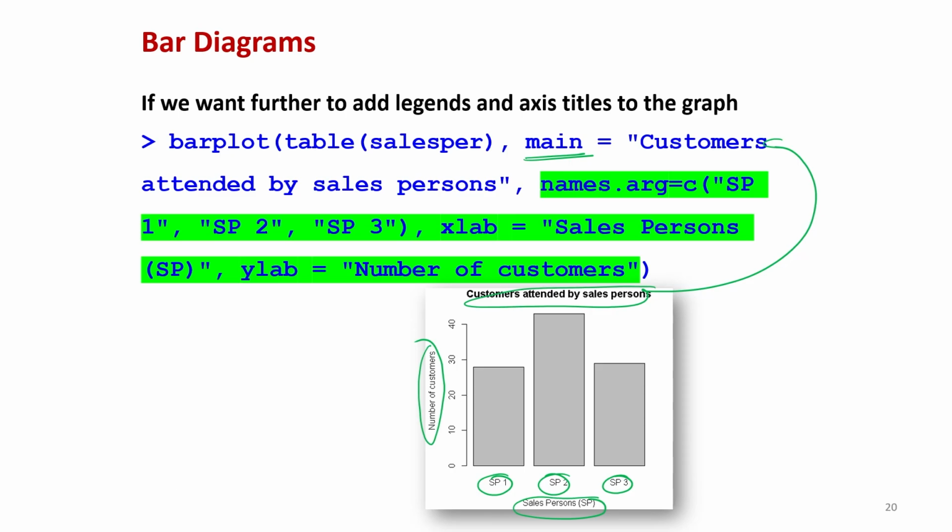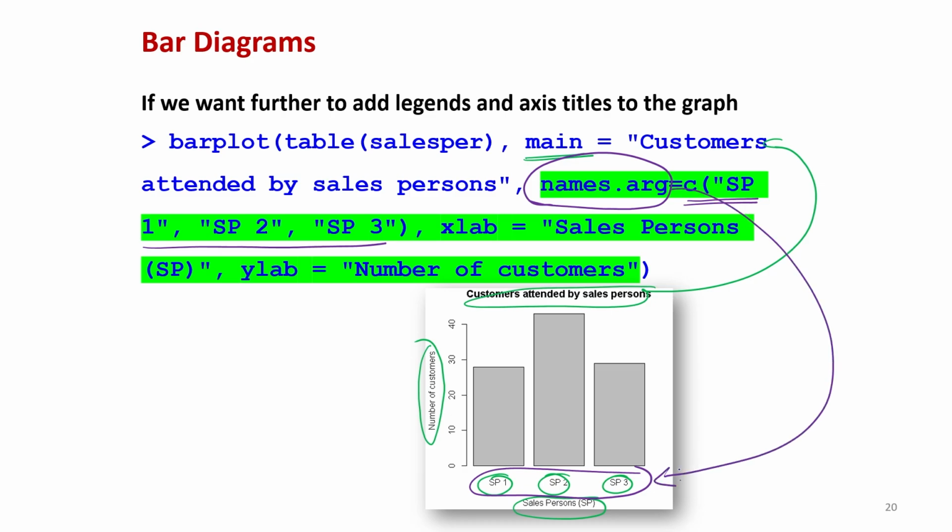Now suppose you want to give SP1, SP2, SP3. For that, you have to use the command names.arg, and within the parenthesis using the c command, you can write SP1, SP2, SP3, and all of them have to be written within double quotes because they are text. And you can see this appearing here.